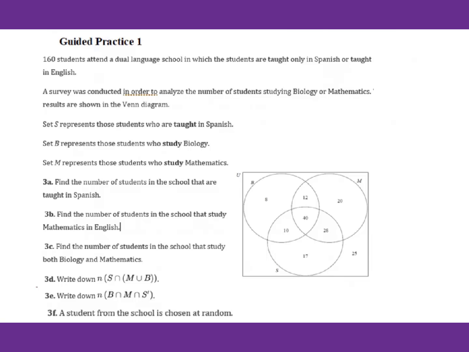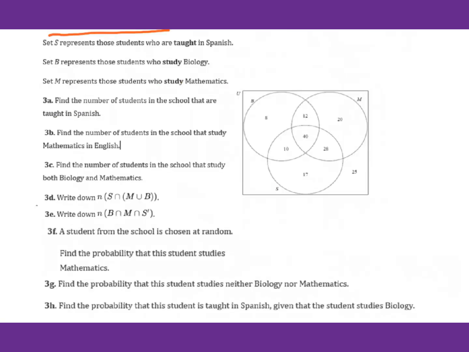Guided practice 1. 160 students attend a dual language school in which the students are taught only in Spanish or taught in English. A survey was conducted in order to analyze the number of students studying biology or mathematics. Results are shown in the Venn diagram. Set S stands for taught in Spanish. Set B stands for students who study biology. M stands for those students who study mathematics.